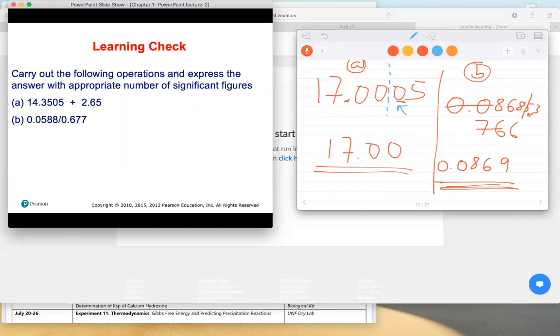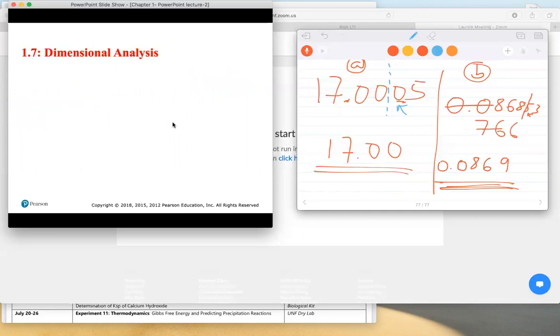That marks the end of section 1.6. I don't want to start off section 1.7. We'll finish section 1.7 and move on to chapter 2 next week, Tuesday. Please continue reading on dimensional analysis, and we will meet again same time on Tuesday. Please continue working on the online assignment.